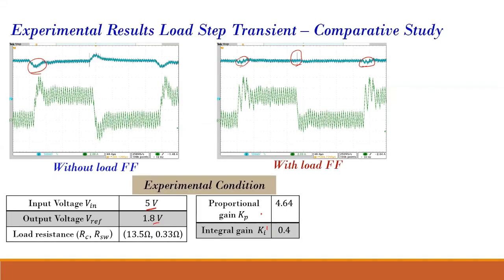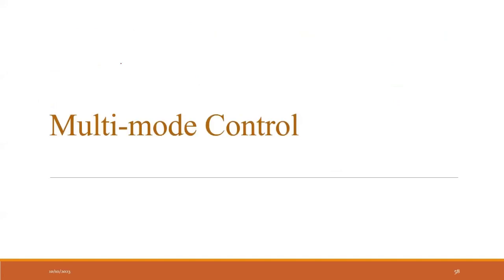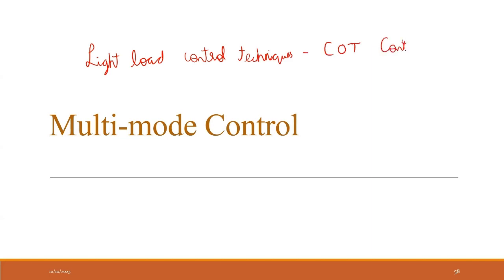Now I'll proceed to explain why we need multi-mode control. In a previous class, I had told about light load control techniques, and this we had discussed when I taught constant on-time control. It has one advantage: as the load current reduces, your switching frequency also reduces, and hence the loss due to switching also reduces.